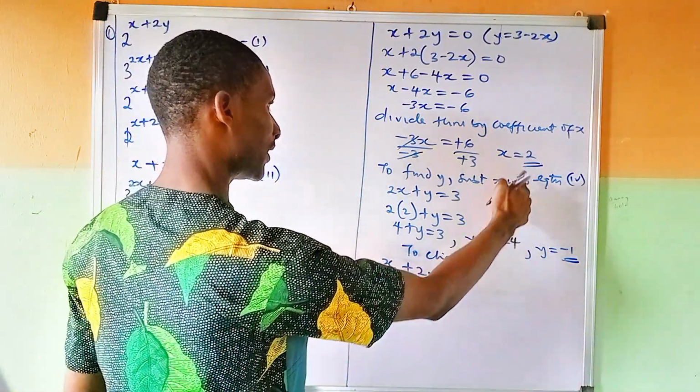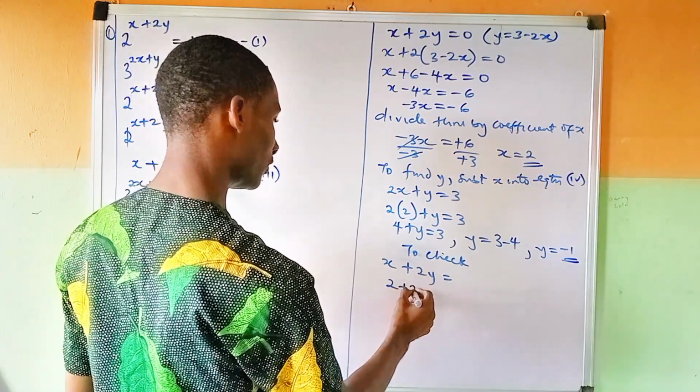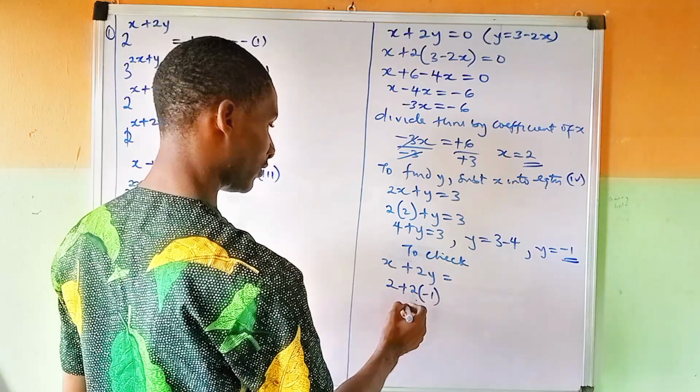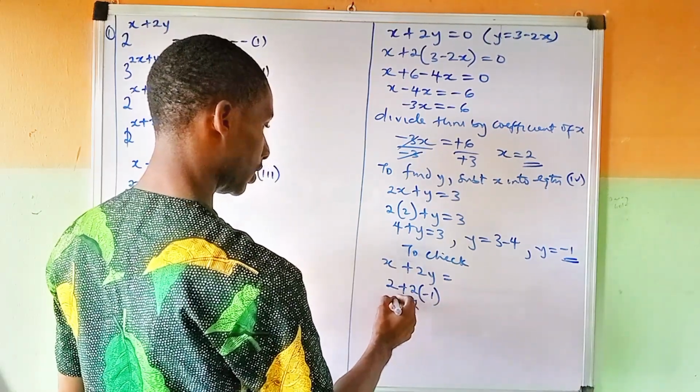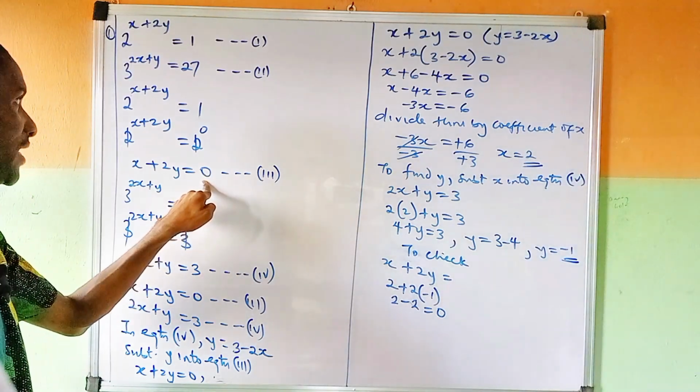Okay, what is our x? Our x is 2, plus 2y. That is 2 into bracket, what is y? Minus 1. Plus times minus is minus. 2 times 1 is 2. 2 minus 2 is equal to 0. And you see we have 0 here.